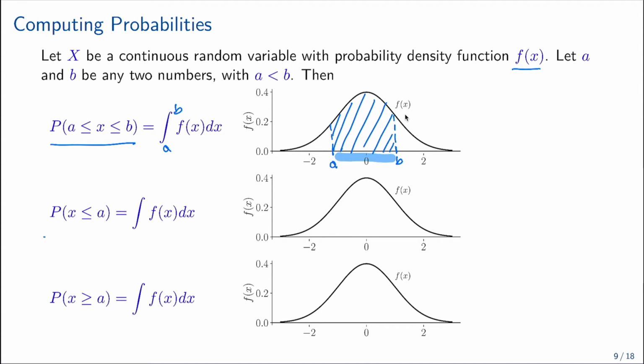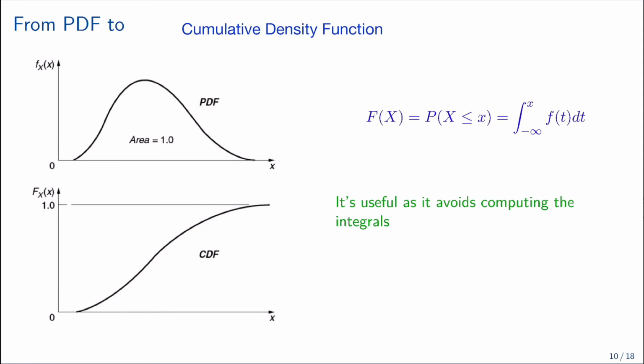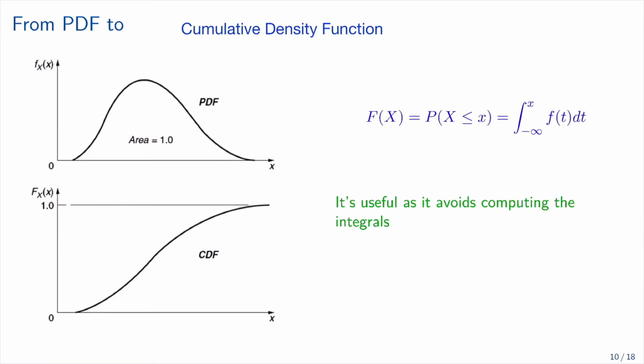Now, the probability of x being less than or equal to a will be the area under the curve from minus infinity to a. And the probability that x is greater than or equal to a will be the area under the curve from a to infinity. The cumulative distribution function F(x) is defined as the probability of the variable X being less than or equal to x. Therefore, it is defined as the integral from minus infinity to x of f(t) dt.